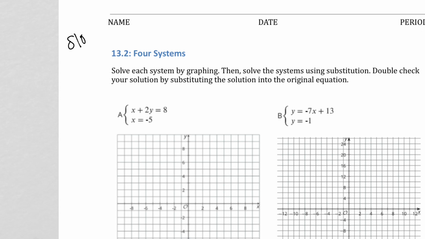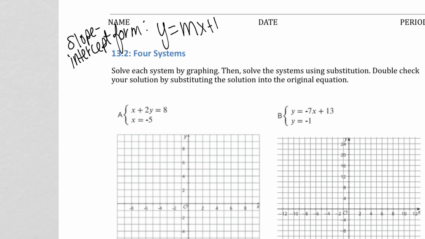Slope intercept form. What is slope intercept form? Does anybody remember? y equals mx plus b. y equals mx plus b. You were on the right track, though. You were very close. Okay.